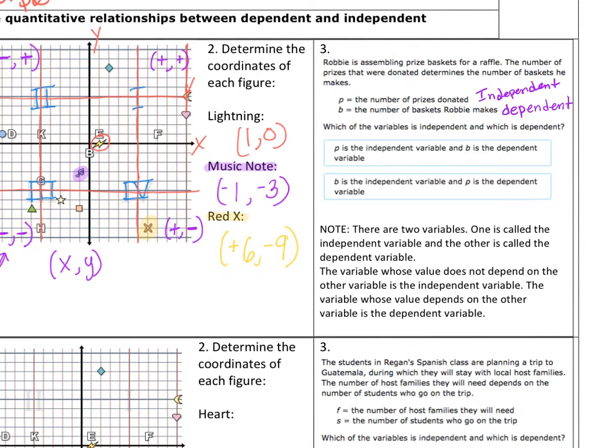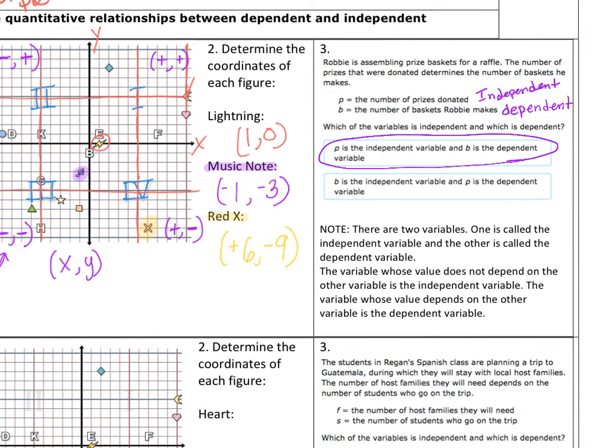Independent means that it's not depending on anything else to produce what it needs. Dependent means it has to rely on something else in order for it to work. It says here, which of the variables is independent and which is dependent. So P would be independent and B would be dependent.